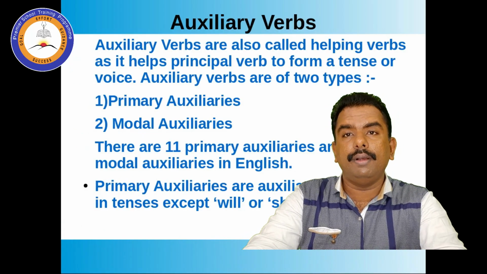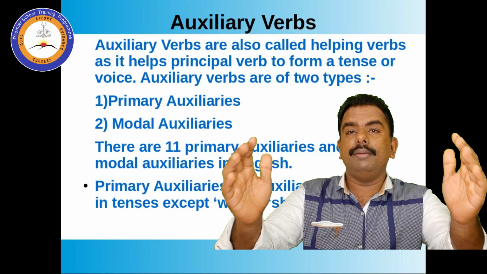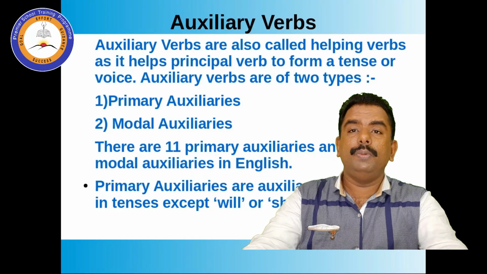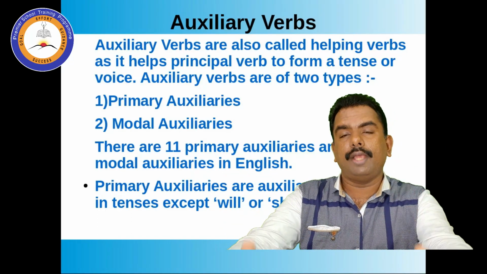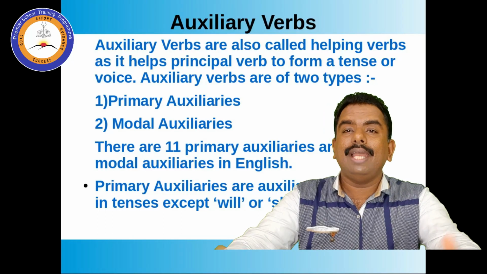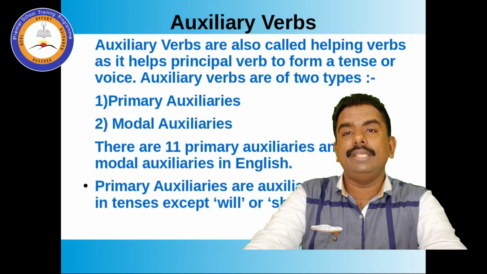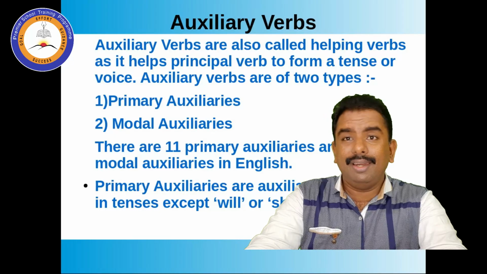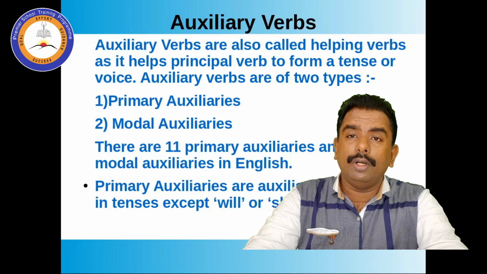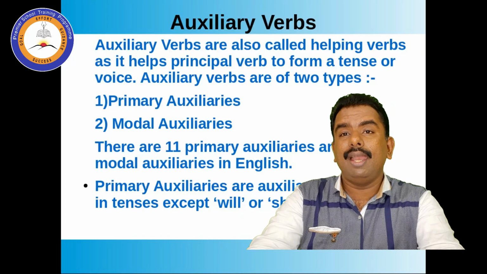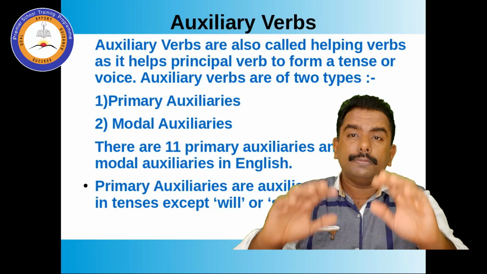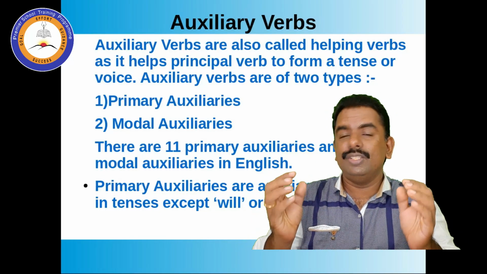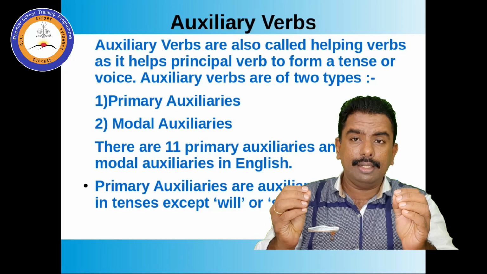If there is a river, we need a bridge to reach the other side. Without the help of a bridge, we can't reach the other side. Like that, auxiliary verbs help us to do different things. So we will study it in detail.